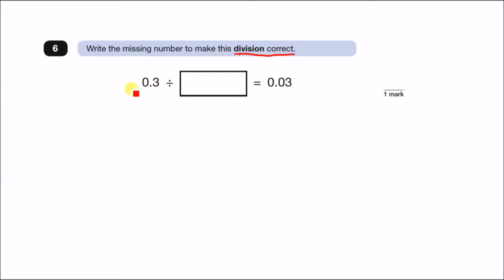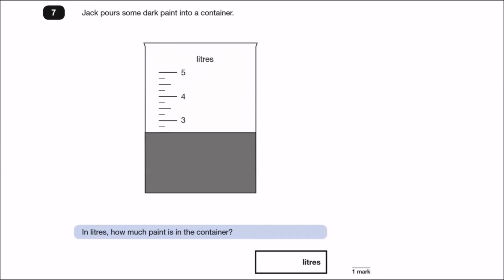So we need to know that 0.3 divided by something will give us 0.03. Now looking at both of these numbers carefully, we can see that they look the same, except that the decimal place seems to have moved one to the left. The only way this happens is if you divide by a series of tens, like 10 or 100 or 1,000 and so on. If you divide by 10, it moves one place, 100 two places, 1,000 three places, and so on. Because it moved one place, you must have divided by 10. And that's it.